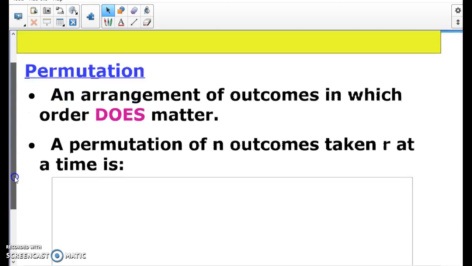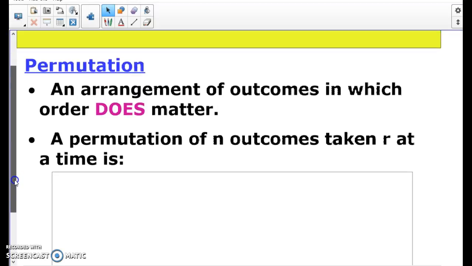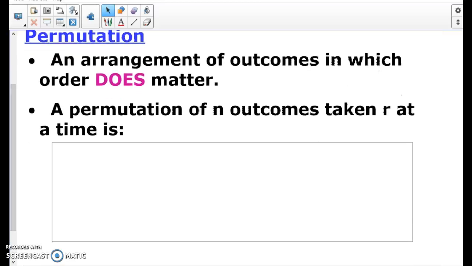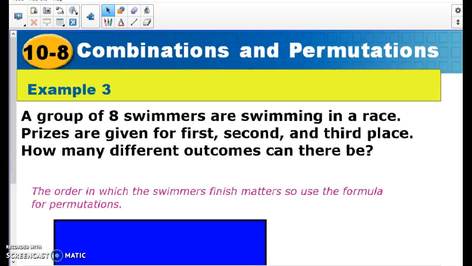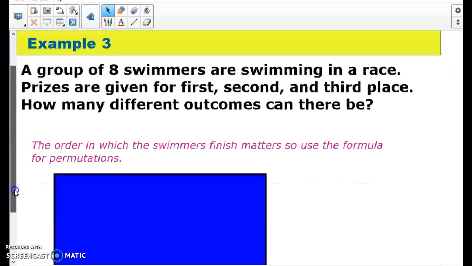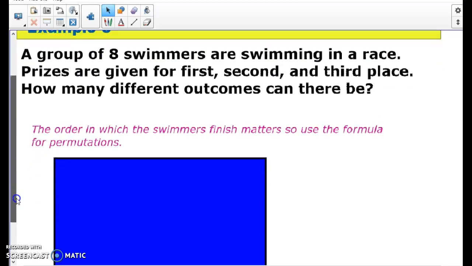Okay, so a permutation, order does matter. So you can't have something with 2 A's or 2 B's or 2 C's, something like that. So order matters for permutations. Okay. So another example like this. So order matters for this.